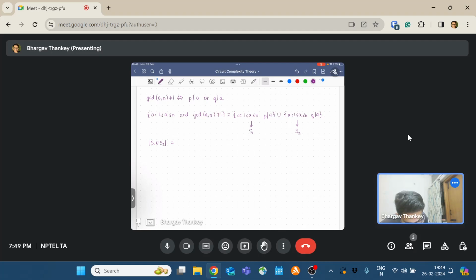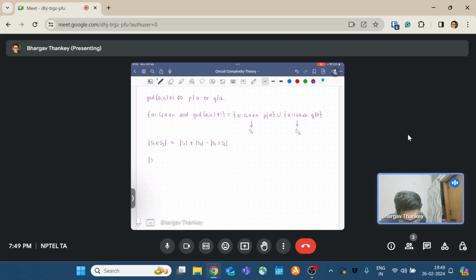So I want to write something like this. Size of S1 plus size of S2, minus, I think, size of S1 intersection S2, right? Yes. So we need to find all three sizes, right?